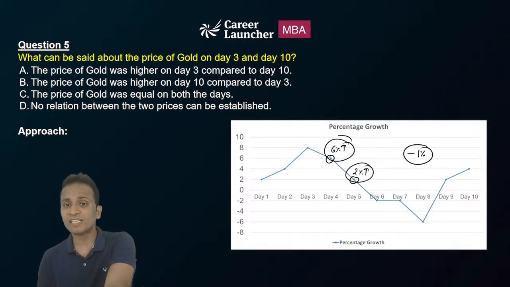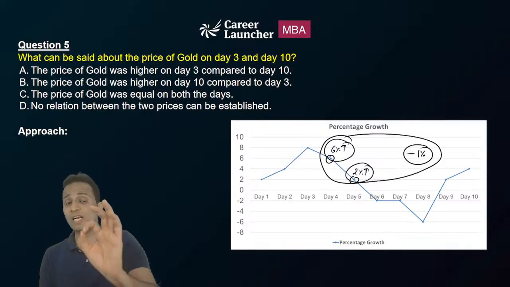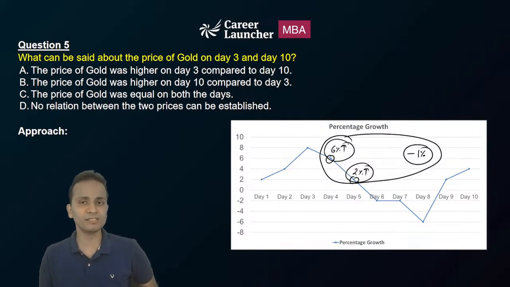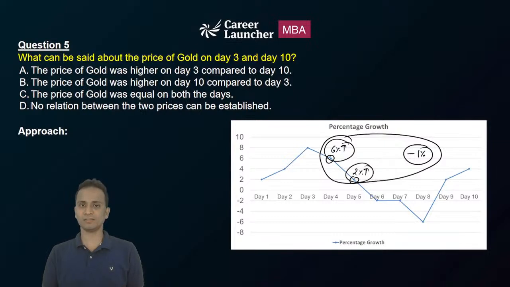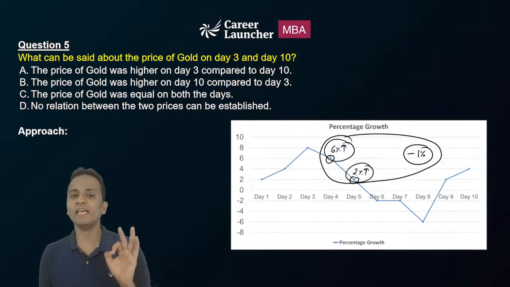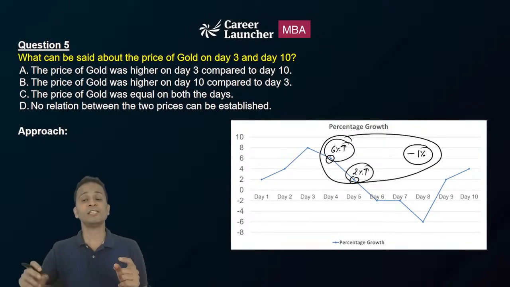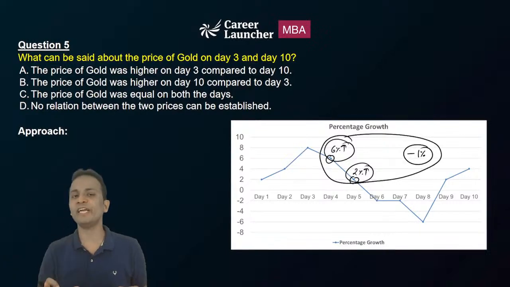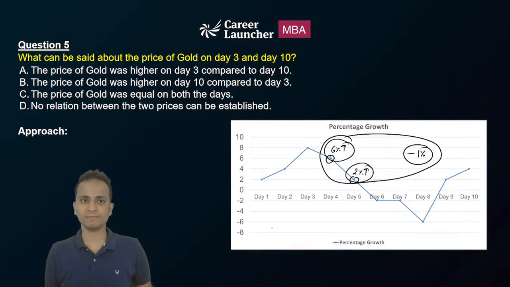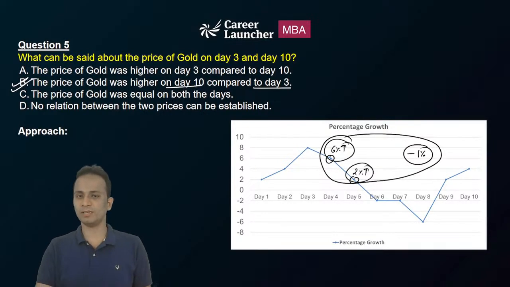So 6% increase, 2% increase merged with minus 1%. Can I say that effectively these 3 changes will definitely give me a positive increase? Okay, so I can say that the value must have increased after day 3 up till day 10. Okay, so if I'll compare day 3 and day 10, the value of day 10 has to be definitely more than the value of day 3. Okay, so the correct answer of this question, the price of gold was higher on day 10 as compared to day 3. Answer will be option B. Okay, this one was very simple.